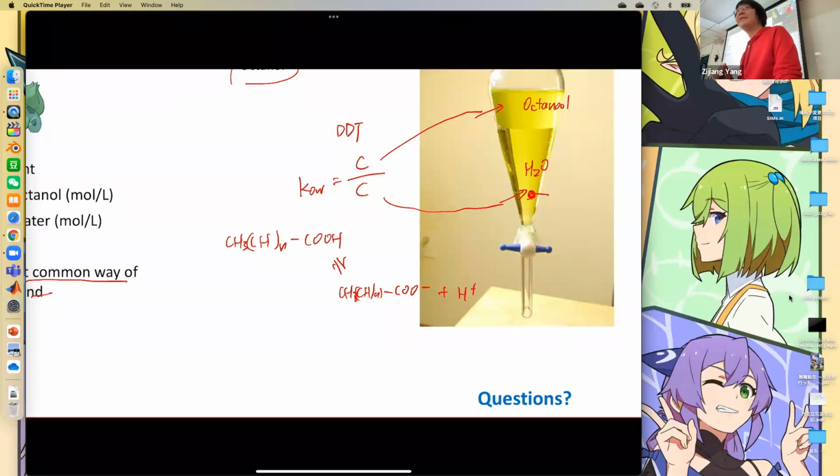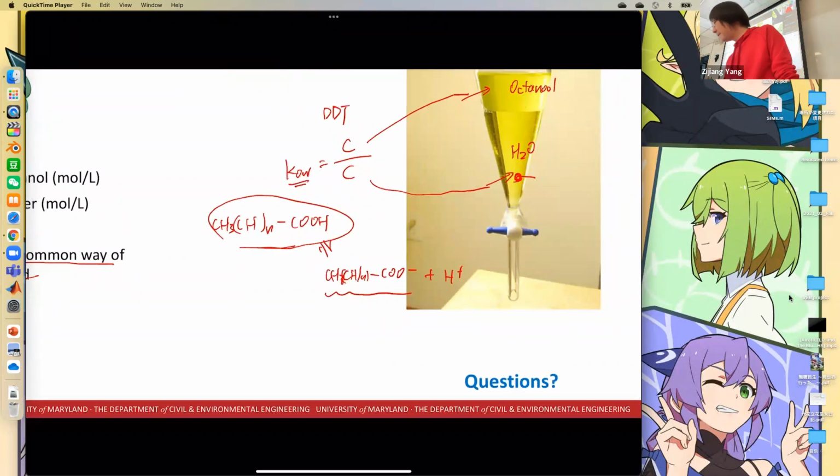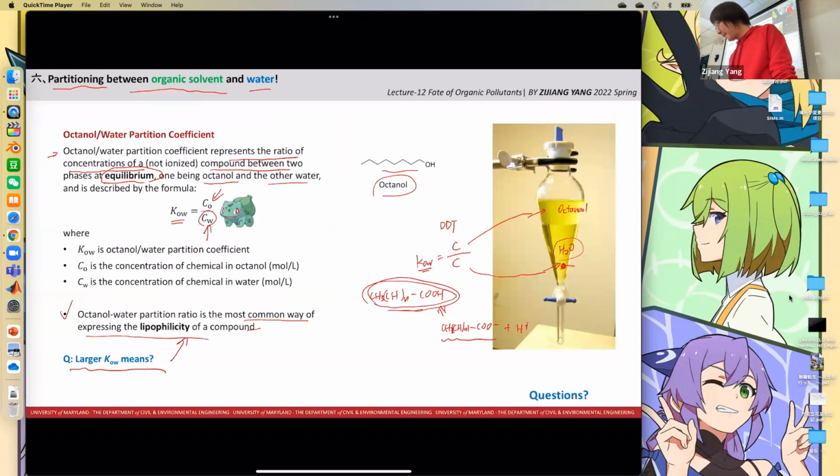Does this make sense? Because when we have this chemical in the water, some of them will be dissociated and become charged, and some of them will not dissociate. They will just remain themselves. So when we are calculating the KOW of this case in the water phase, we only consider the concentration of the undissociated part. So any more questions?